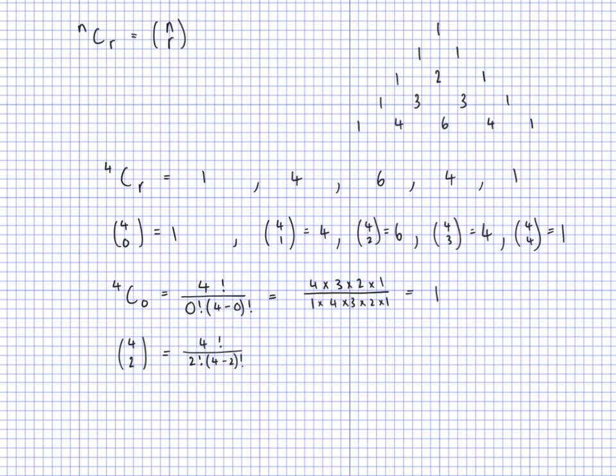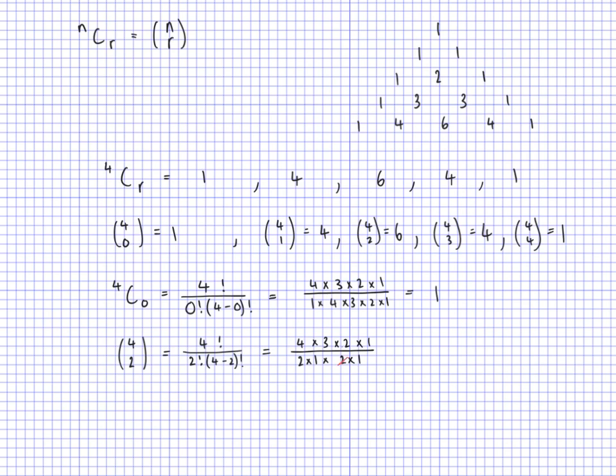If I was to write this one out, this would be 4 times 3 times 2 times 1. This will be 2 times 1. 4 take away 2 is 2, so this will also be 2 times 1. So I will have 4 times 3 times 2 times 1 over 2 times 1 times another 2 times 1. Here I have 2 times 1 because 4 take away 2 is 2, and 2 factorial is 2 times 1.